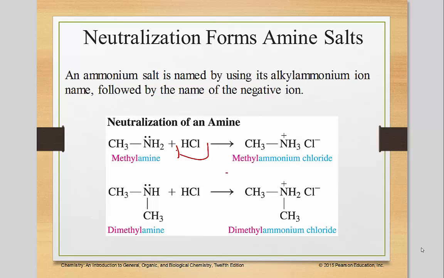Remember, generically, the word salt is any ionic compound, so we'll have a positive and a negative there. So here's our positive, and here's the negative. This lone pair of electrons comes over and takes the hydrogen, so it goes from NH2 to NH3, and then that Cl minus is the negative portion of that salt. So methylammonium chloride. This one would then be dimethylammonium chloride.